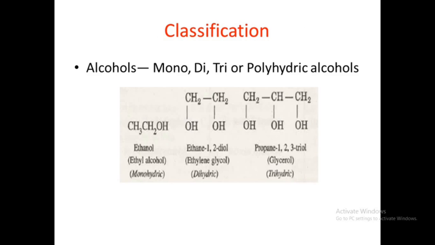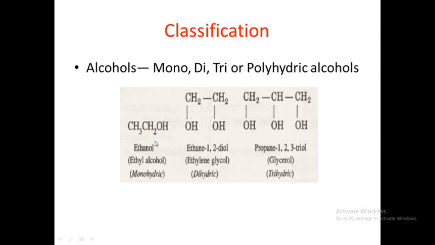After that, let us discuss the classification of alcohols. So alcohols are classified into, first, mono, di, tri or polyhydric alcohols. So monohydric alcohols are those alcohols in which only one OH group is present, and dihydric alcohols are those alcohols in which two OH groups are present. Similarly, trihydric alcohols are those alcohols in which three OH groups are present.